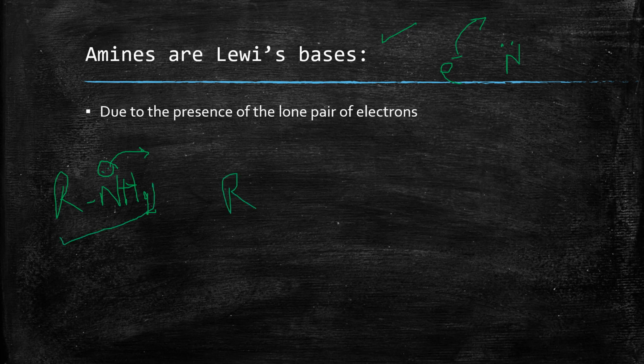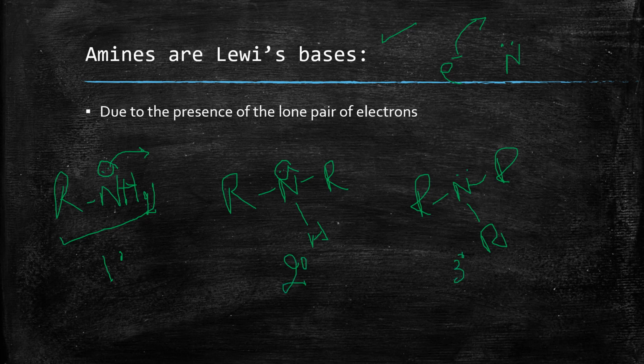Similarly, we can have secondary amines as well, R2NH. You can see here also the lone pair is present, and in tertiary amines as well the lone pair is present. So the lone pair is present in all primary, secondary, and tertiary amines, as a result of which they act as Lewis bases, right?